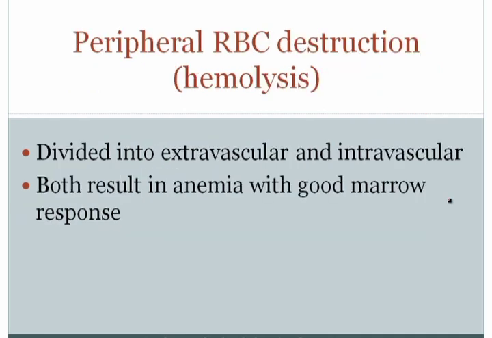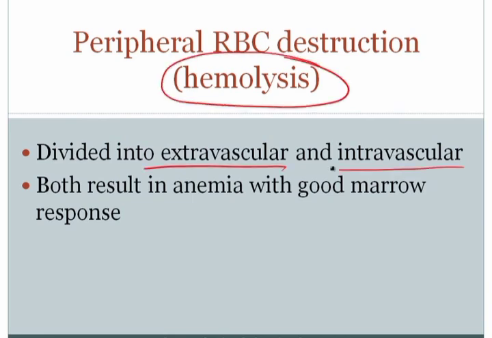When we think about destruction of red blood cells in the periphery, i.e. the bone marrow is making red blood cells fine, but the cells are being destroyed in the periphery, that's called hemolysis. And hemolysis can be divided into extravascular and intravascular hemolysis. In extravascular hemolysis, the red blood cells are destroyed by the reticuloendothelial system, the macrophages of the spleen, the liver, and the lymph nodes, and this occurs outside of the blood vessel. In intravascular hemolysis, the red blood cells are destroyed within the blood vessel.